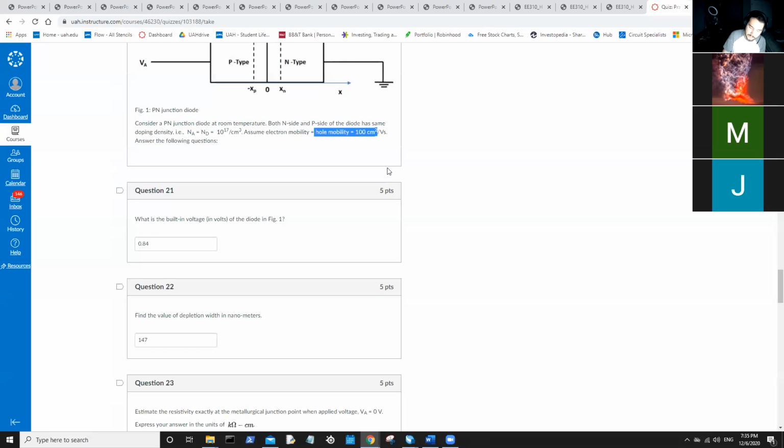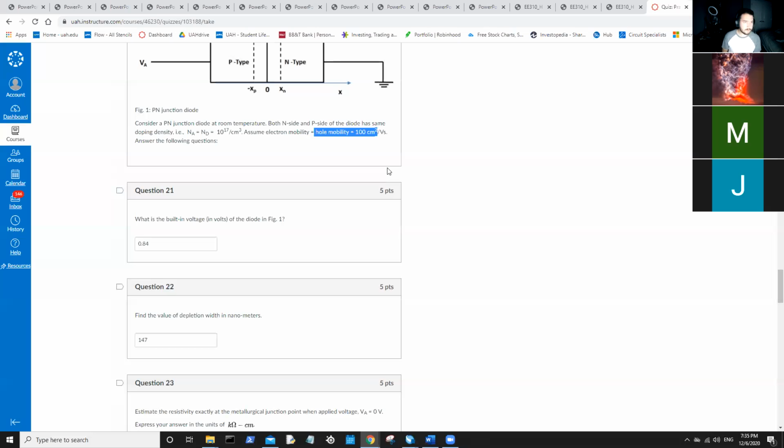So to work this problem out, it's simply 1 over q. In this instance, you can't leave q as 1. You have to write it as 1.602 times 10 to the negative 19th times 100, since you can pull this out of the parentheses because mu n and mu p are both 100 in this question. And then times 10 to the 17th plus 10 to the 17th. Oh wait, no, this is wrong. That's not how you do this question.